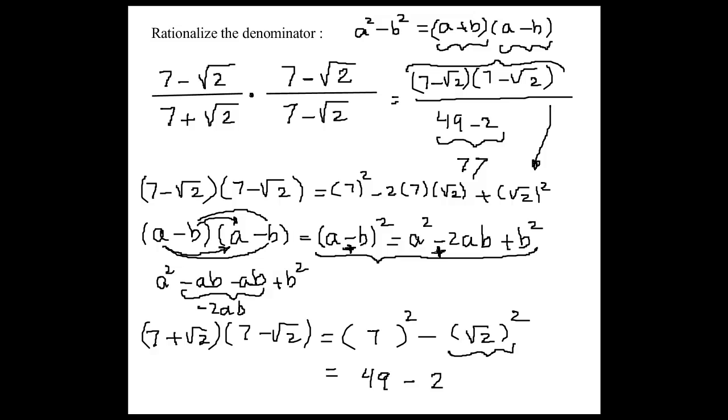So let's write down what we get at the top of the fraction. The whole thing would become, let's use this little spot here to write the final answer. The bottom of the fraction we get 77. We rationalize the denominator. And the top of the fraction we would get 49 minus 14 radical 2 plus 2. Radical 2 squared would be 2. So this is how you rationalize this.